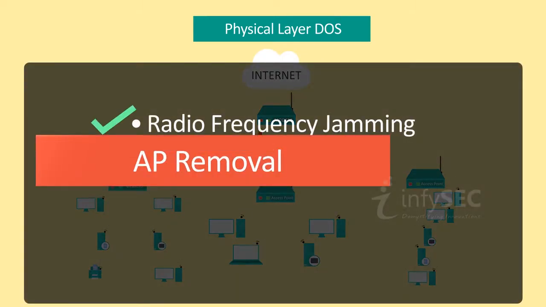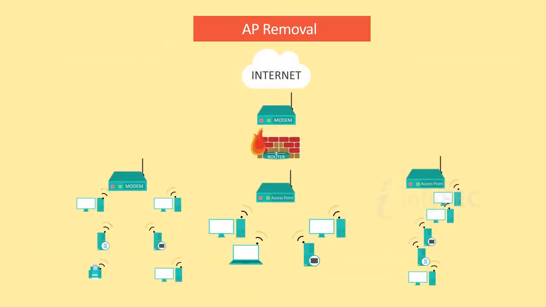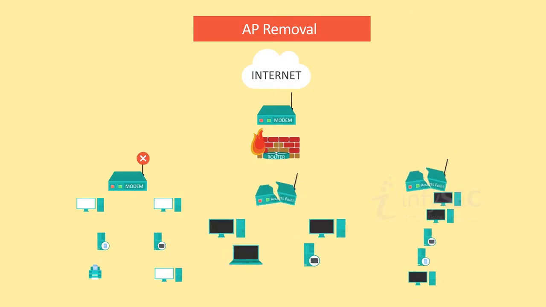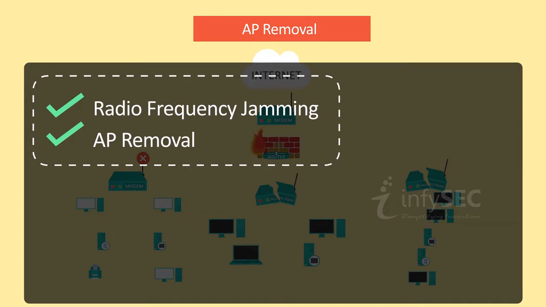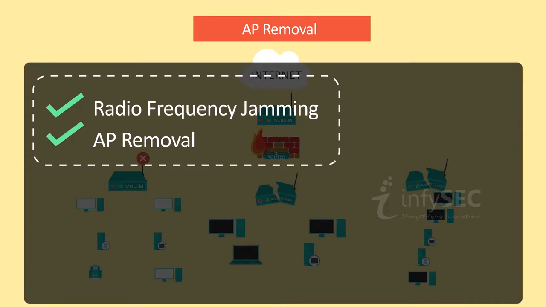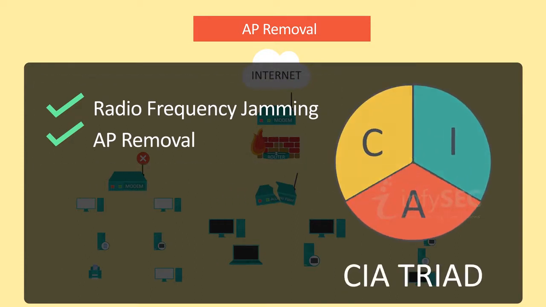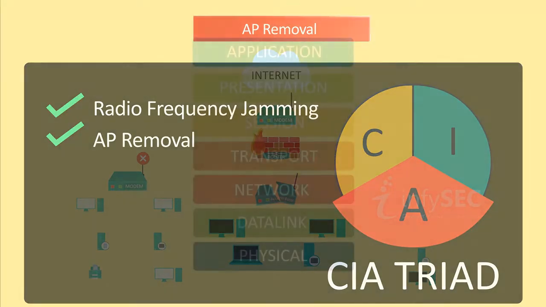AP removal. AP removal is one attack that is equal to vandalizing, which needs physical access to the device. Removing or destroying the device would make it unavailable to service its clients. Having seen the ways in which these attack vectors harm a network, both radio frequency jamming and AP removal can be accomplished to disrupt the availability of the CIA triad.